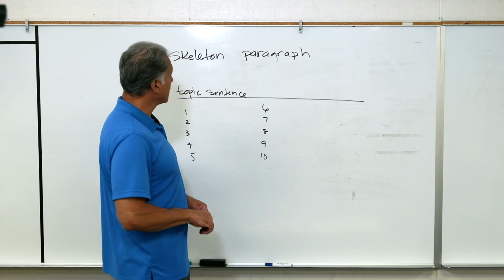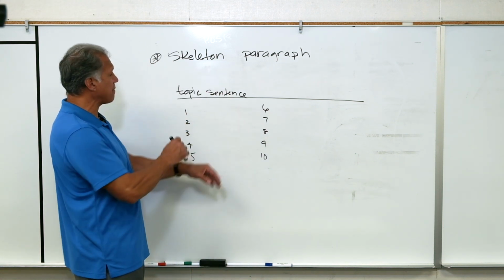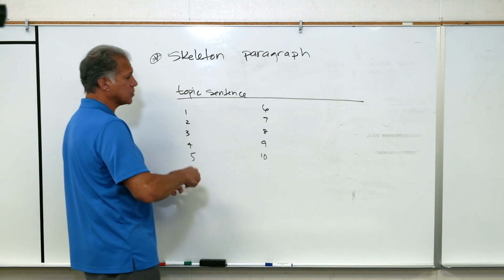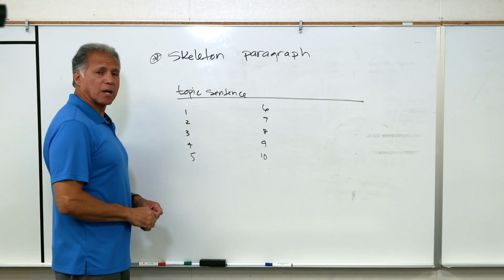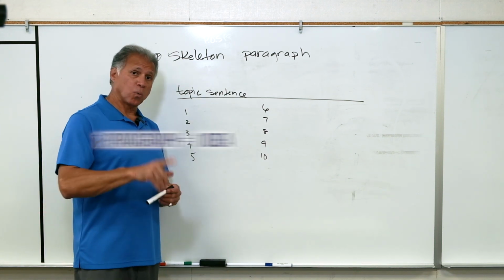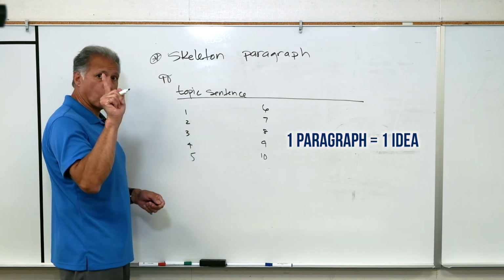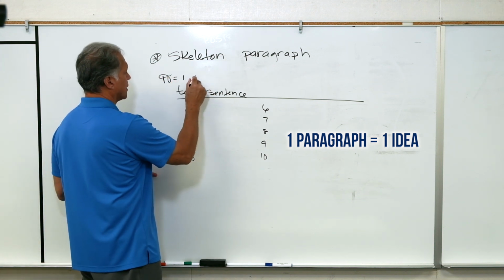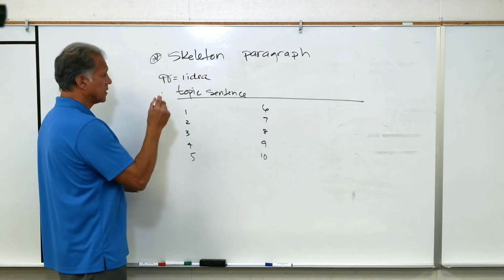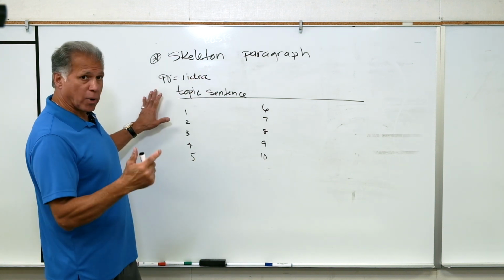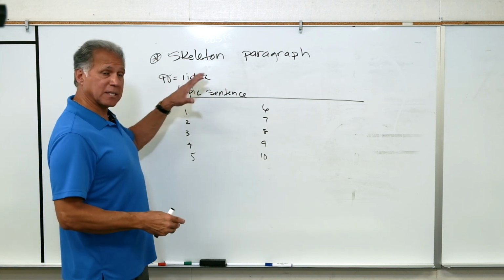So let's get started. The first thing you need for any paragraph is a topic sentence. That tells the reader what this paragraph is about. Now remember, in the English language, one paragraph, which is this symbol here, means one idea. That's it. One idea. In writing, there isn't anybody there to ask questions. So when someone reads it, you have to write in this method.